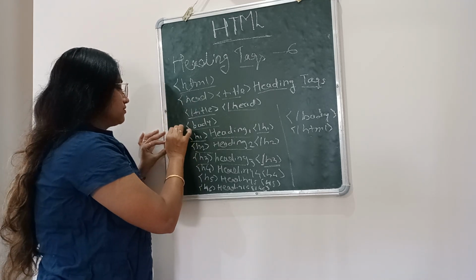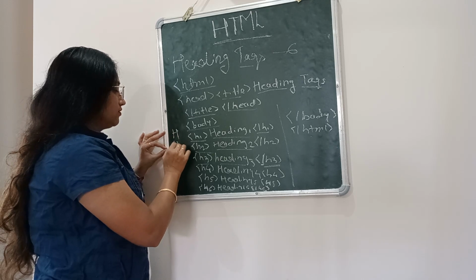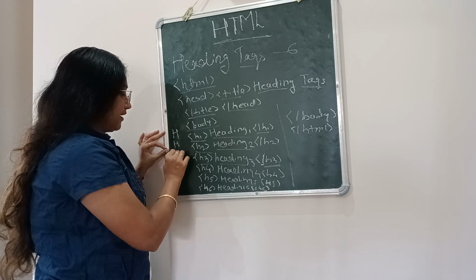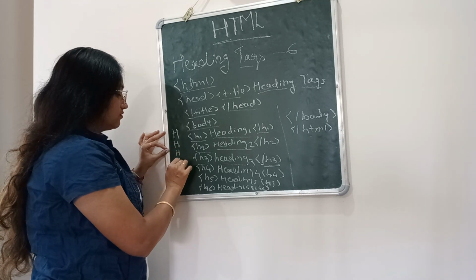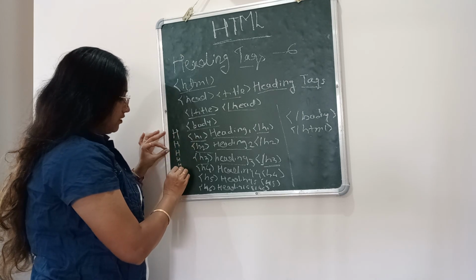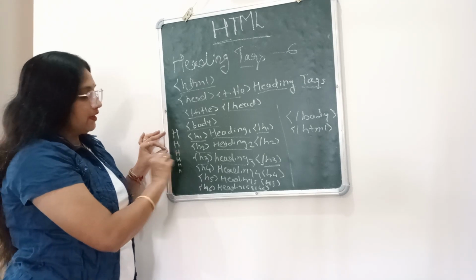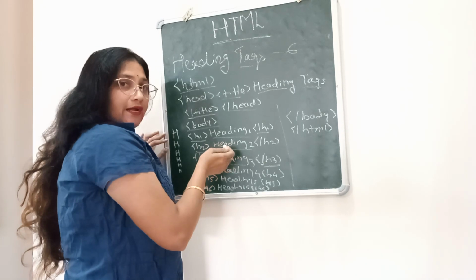Suppose this is the size of H1, this will be the size of H2, somewhat like this, H3 will be like this, then H4, H5, and suppose this will be H6. So this way it will be displayed. Okay, so this was about the heading tags.